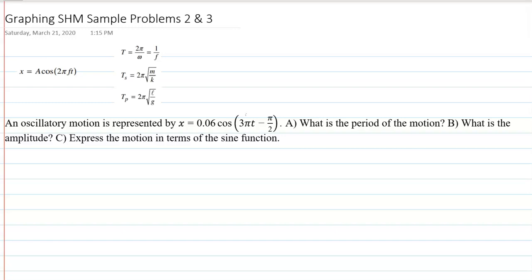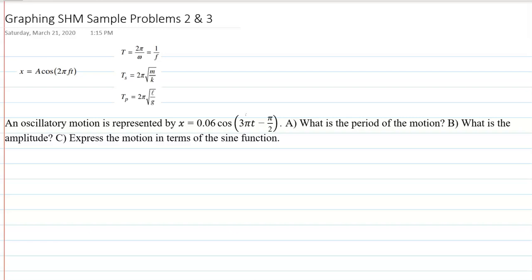In this video, we are going to do two more problems where simple harmonic motion is graphed. So in this first problem here, an oscillatory motion is represented by x equals 0.06 cosine (3 pi t minus pi over 2). We want to know what is the period of the motion, what is the amplitude, and then we want to express the motion in terms of the sine function.